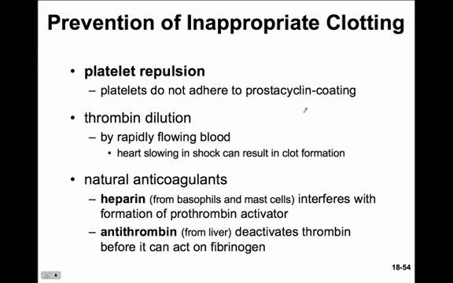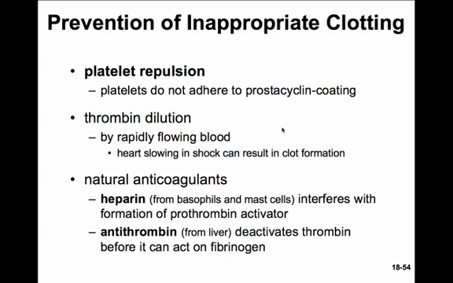Now, how do we prevent inappropriate clotting? Why is it that the platelets don't just form clots anywhere? So as we learned earlier, platelets don't adhere to the endothelial layer of the blood vessels because of this prostacyclin coating. So this is platelet repulsion.